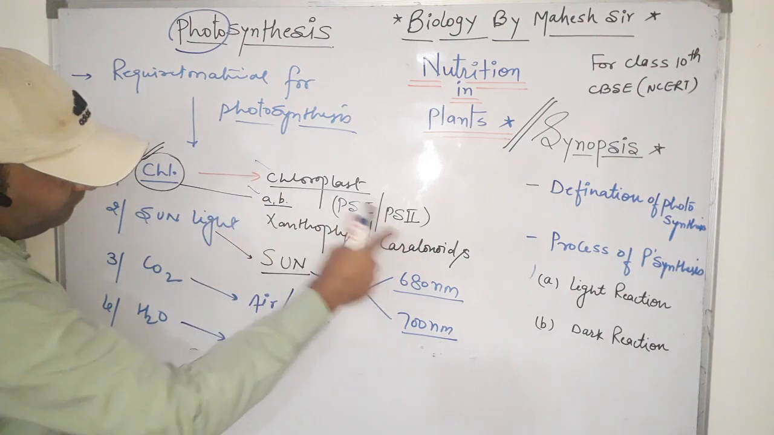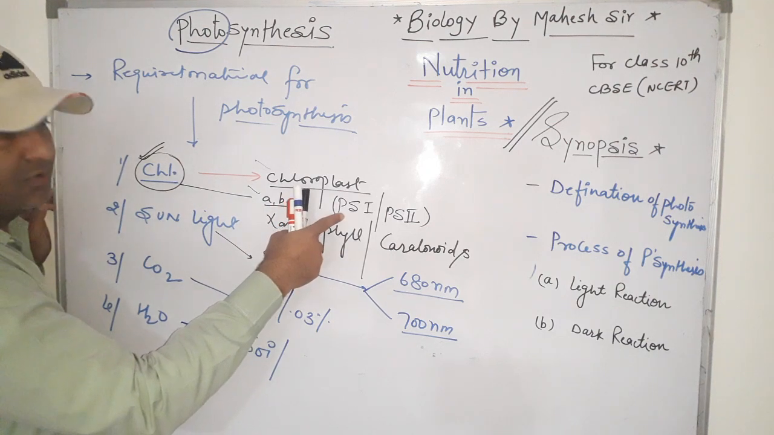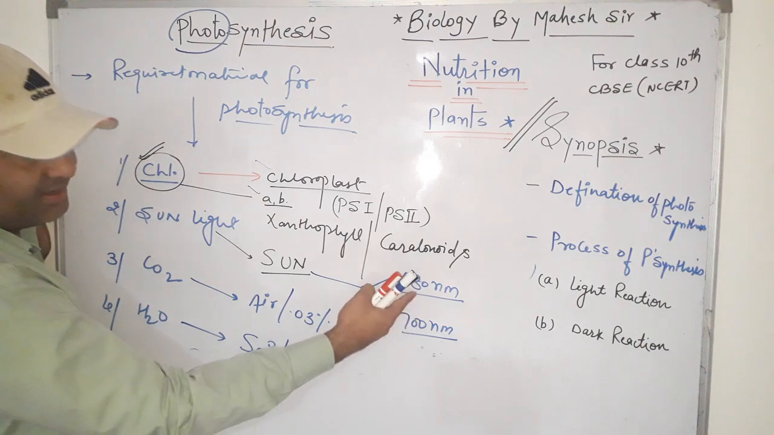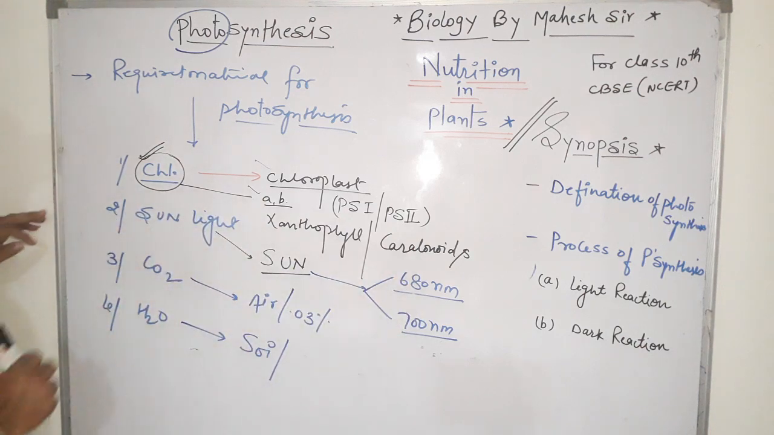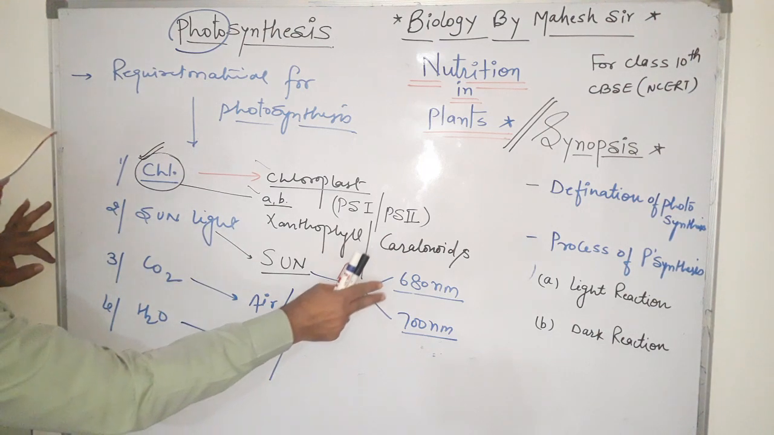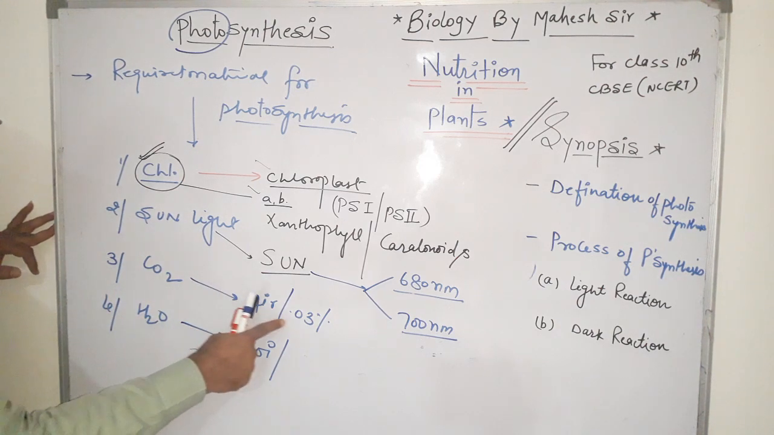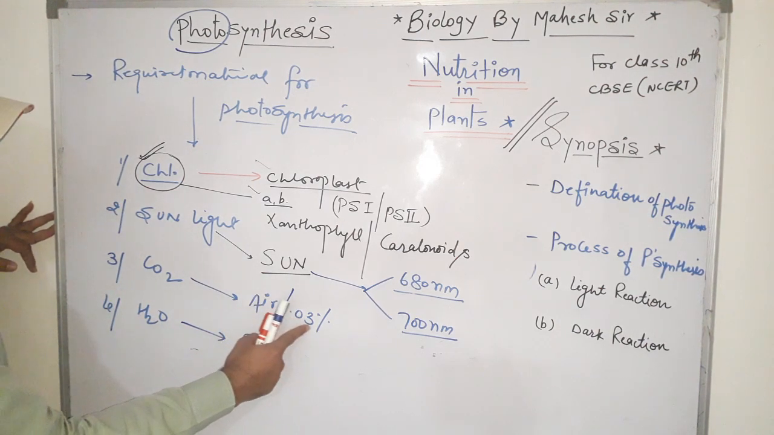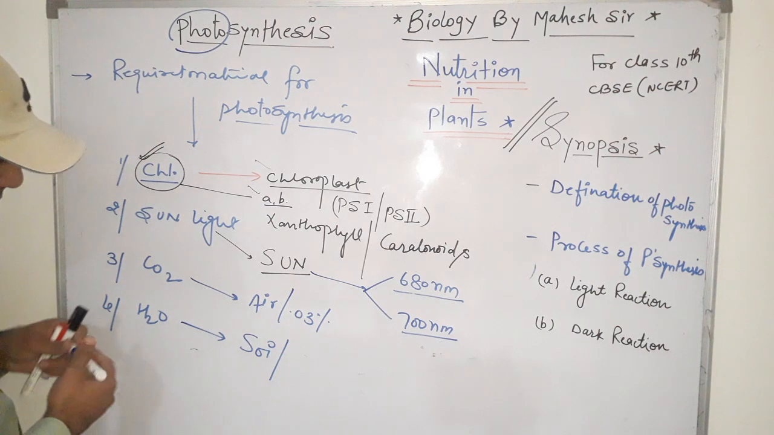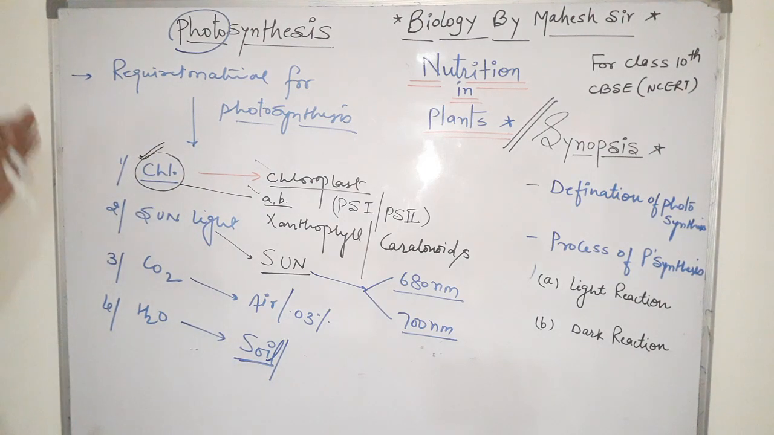The construction of the four types of photopigments is called photosystem first and photosystem second, because they use two different types of light frequencies. Next is sunlight, obtained from the solar radiation of the sun at 680 and 700. Third point, carbon dioxide from air, 0.03% in air. And number four, H2O from soil. So these are the requirements of photosynthesis.